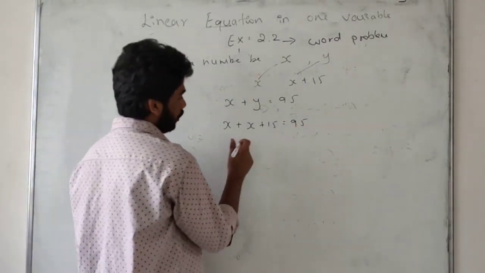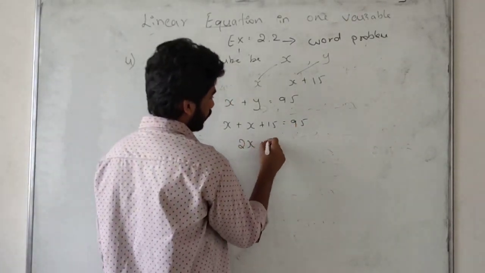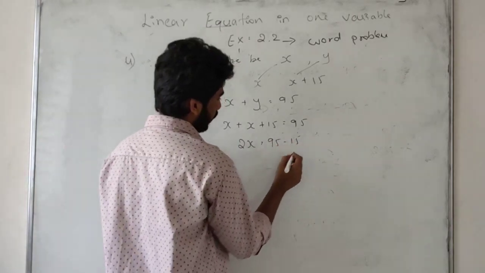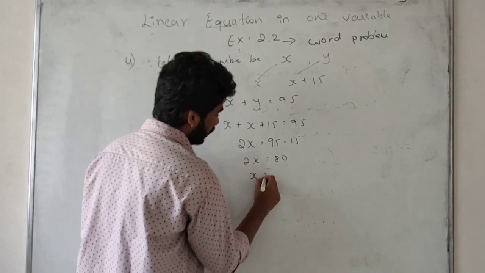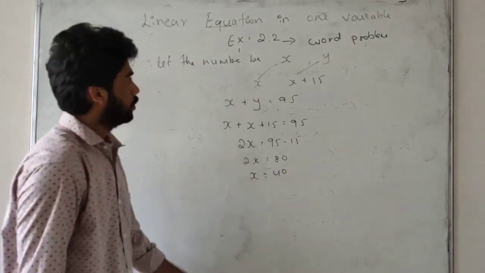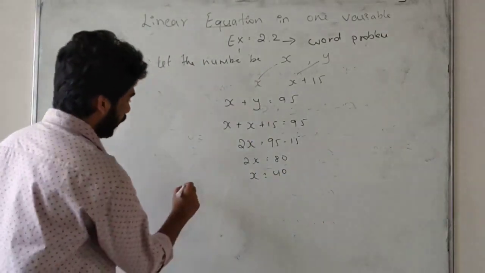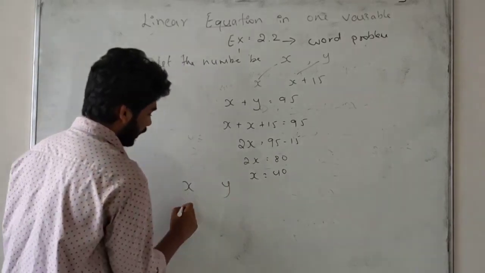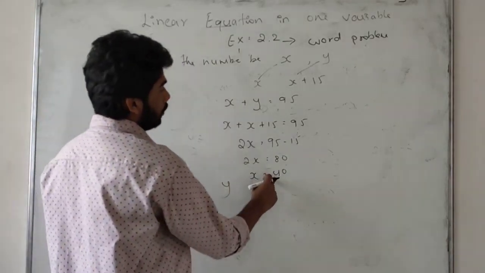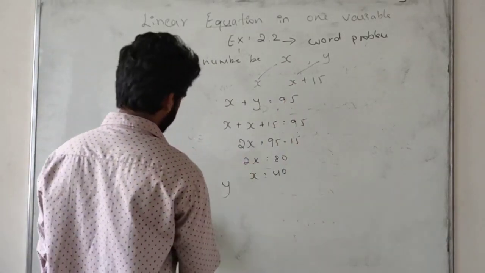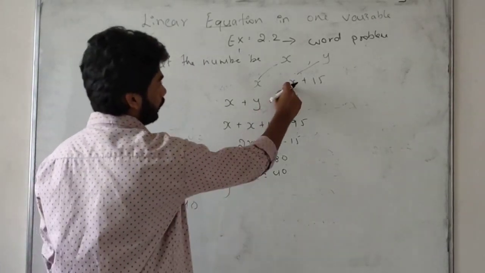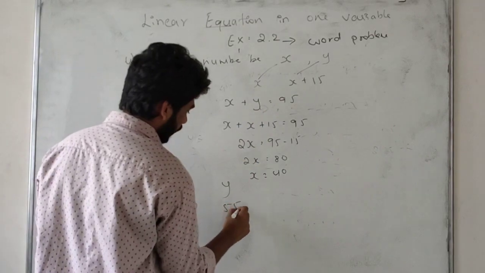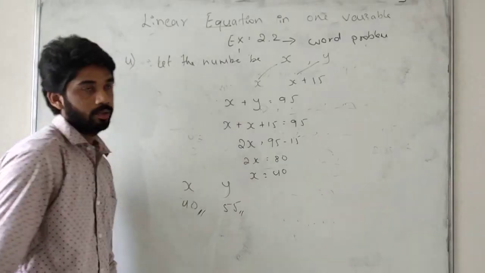So now we solve it: 2x is equal to 95 minus 15. So 2x is equal to 80, so x is equal to 40. So we must write the x and y value. x we get as 40. One more number, y, is 40 plus 15, which is 55. These are the two numbers of this question.